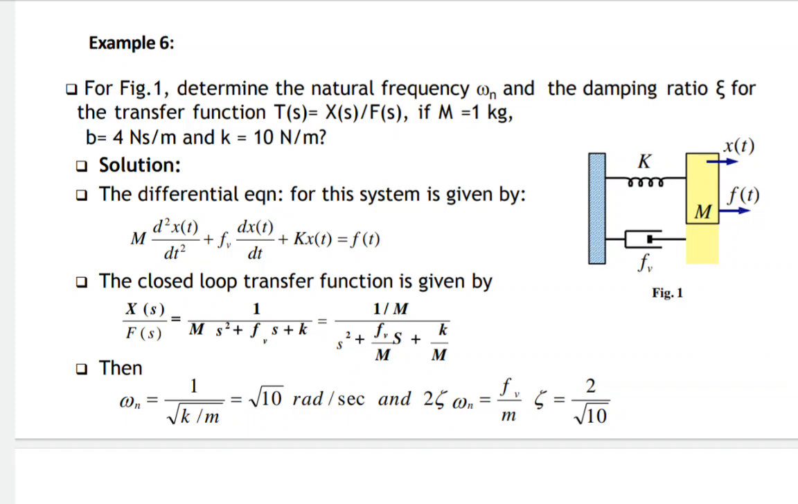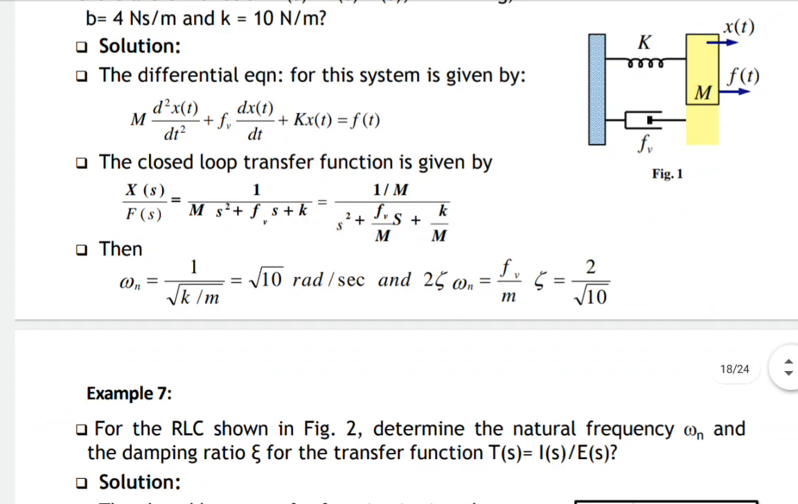Then I can tally that expression with the standard form of the second order control system. That's why we can write ωn² = k/m, and ωn = root of k/m, that is, with k = 10 and m = 1, root 10 radian per second. And 2ξωn is fv/m, so m is already 1 kg, so ξ = 2 / root 10, that generates the respective value.